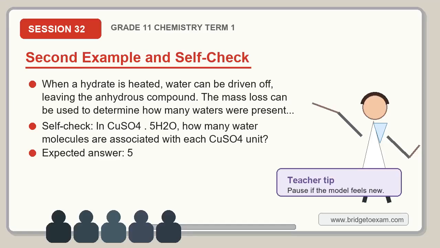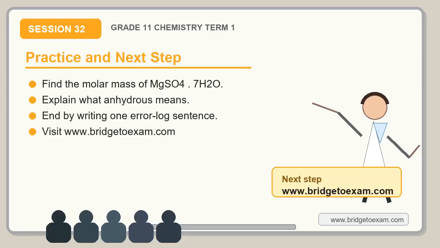Now answer this self-check. In CuSO4.5H2O, how many water molecules are associated with each CuSO4 unit? A strong answer should include 5. Hint: the coefficient before H2O gives the water ratio. Before you leave, practice actively.